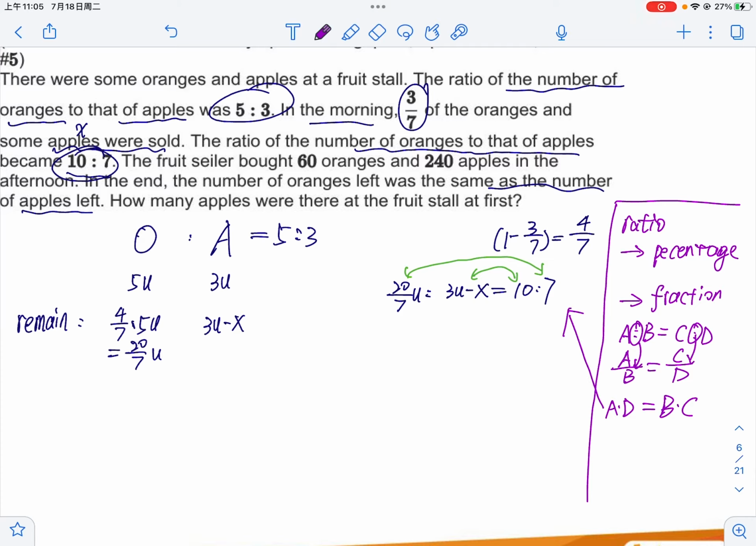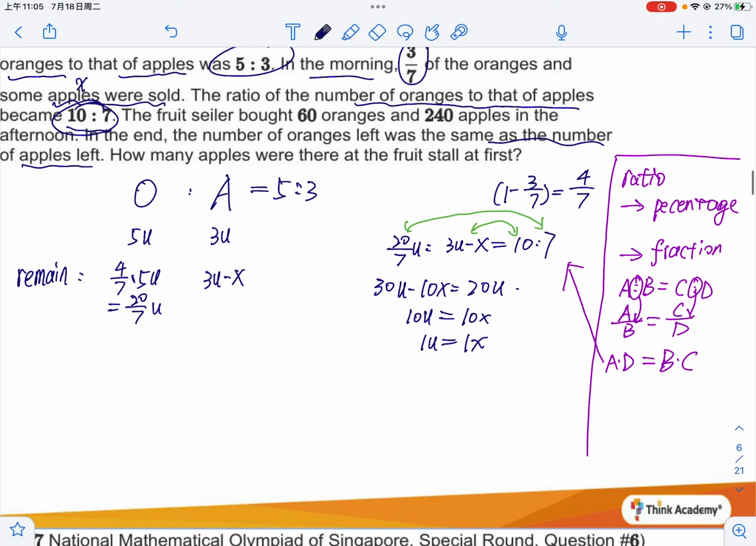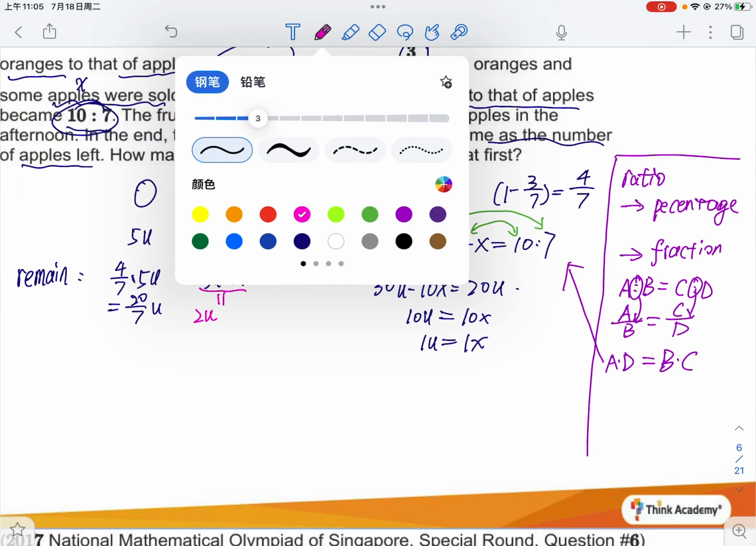So after you calculate, it will become 3 units minus 10x equals 20/7 units. Oh, you find that 10x should equal 10/7 units, which means 1 unit equals 1x. So instead of this, it will become 2 units. Okay, the question will become much easier.